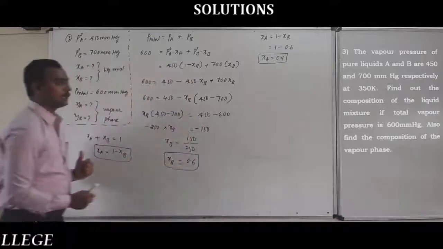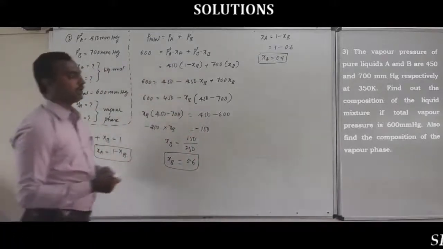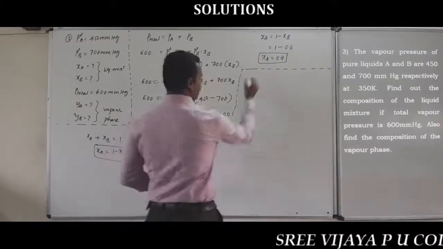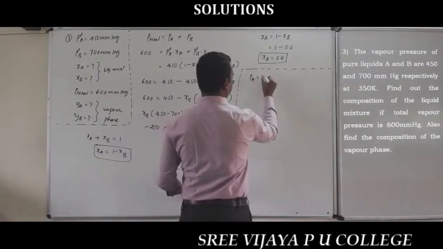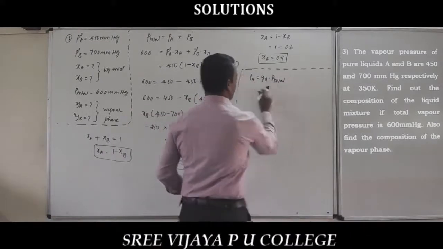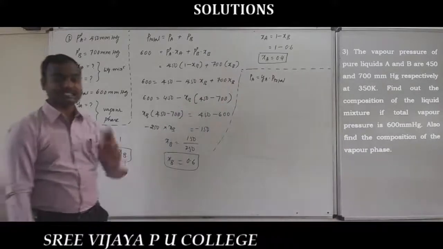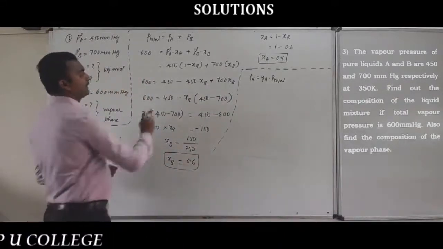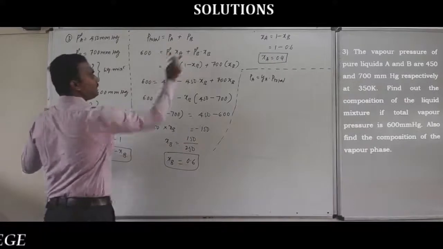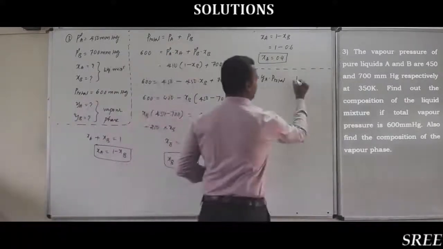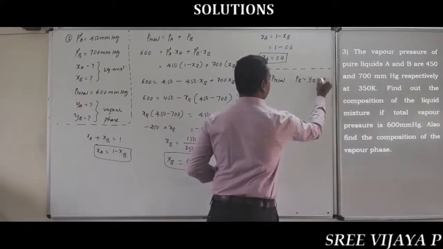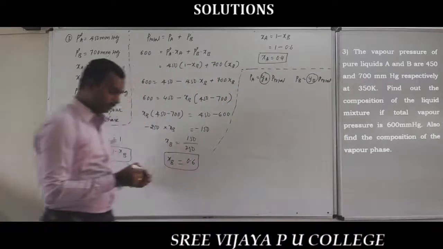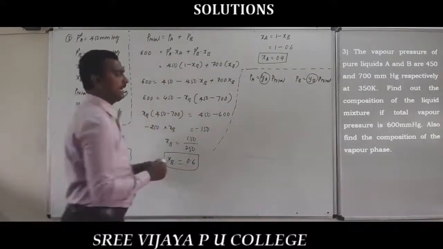One more thing: you have to calculate the composition in the vapor phase. The composition in the vapor phase can be calculated using Dalton's law. According to Dalton's law, PA is equal to YA into P total, where YA is the mole fraction of component A in the vapor phase. And PB is equal to YB into P total. So we have to calculate YA and YB. Before that, first we have to calculate PA and PB.